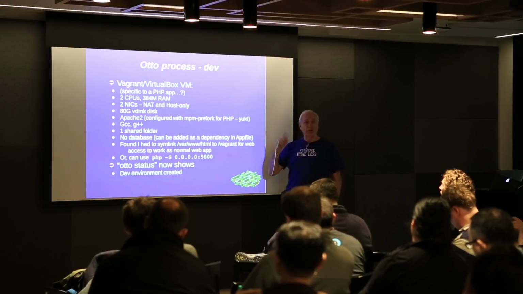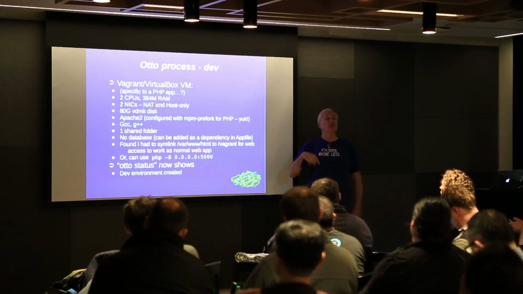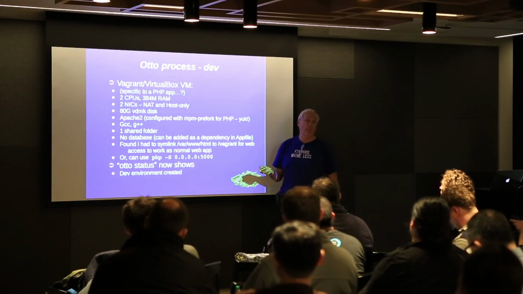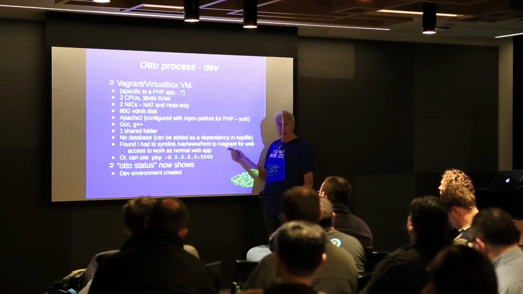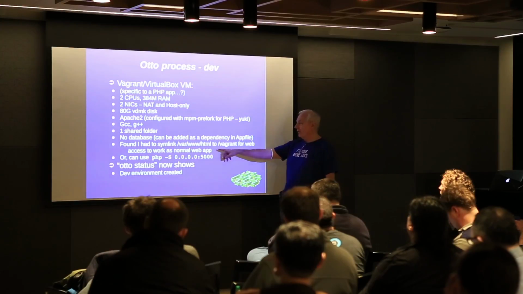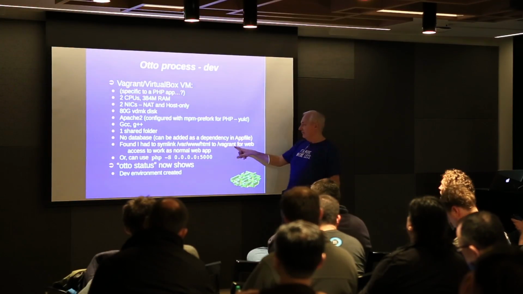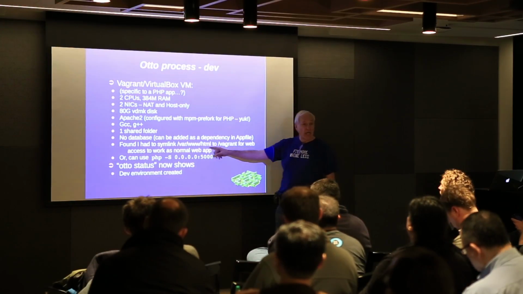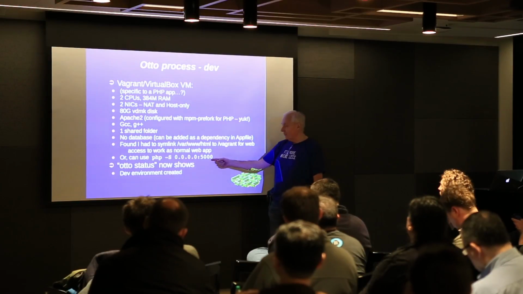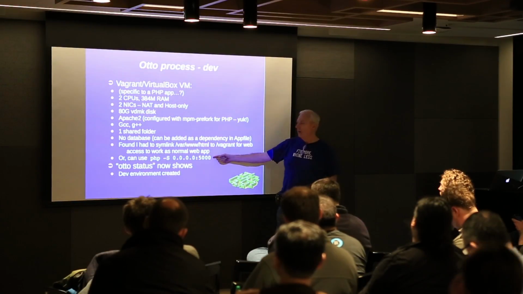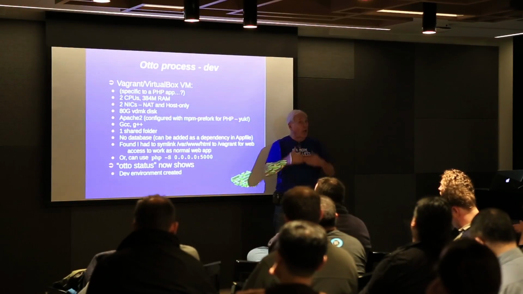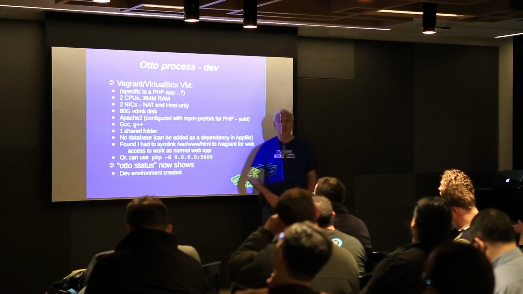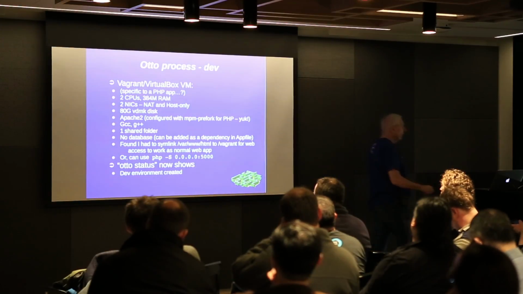If you want a database, you can add it as a dependency in that file, so you can specify you want MySQL or Postgres or so on. If you want the thing to behave as you expect, you actually have to link this directory in the VM, because it kind of thinks you want to do this, which, why would you? And otto status, which is the command that shows you how far you are through the build chain, now shows dev environment created, meaning the VirtualBox VM.